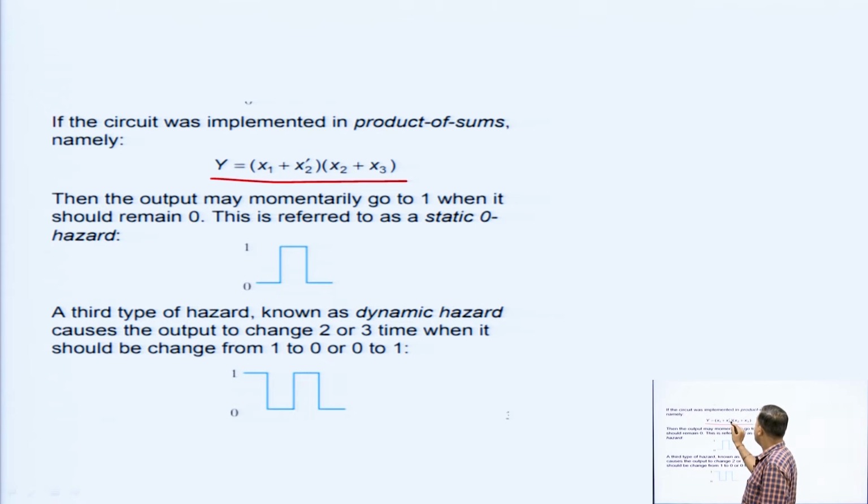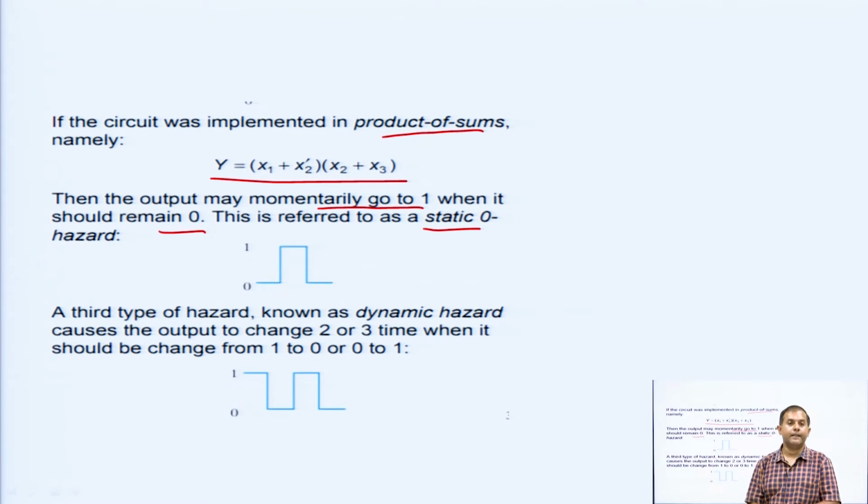This is the product of sum form. Here it is (x1 + x2 bar) into (x2 + x3). So, the same circuit we have implemented now in the product of sum. If we implement the circuit in product of sum form, then what will happen? The output may momentarily go to 1, it should remain as 0, right. So, this is nothing but a static 0 hazard, because previously it was a sum of product form, here it is a product of sum form. Initially the output should be 0, but it is going to 1. So, this is the static 0 hazard.